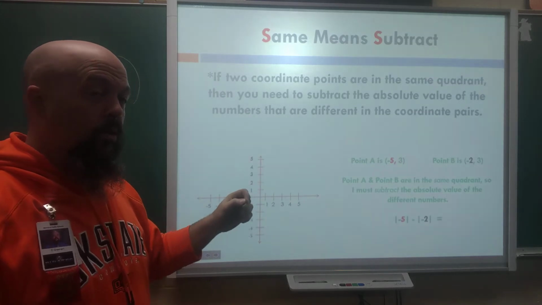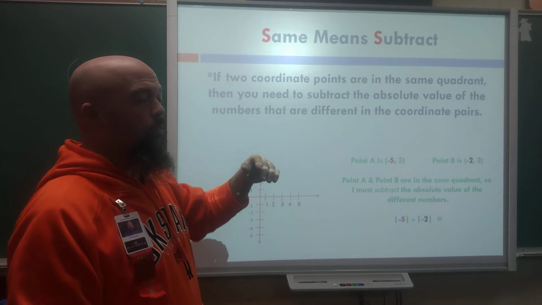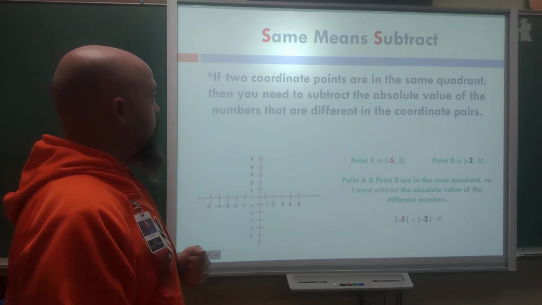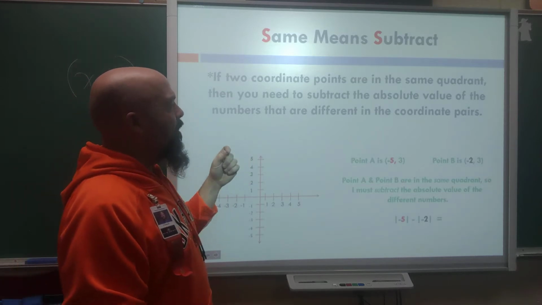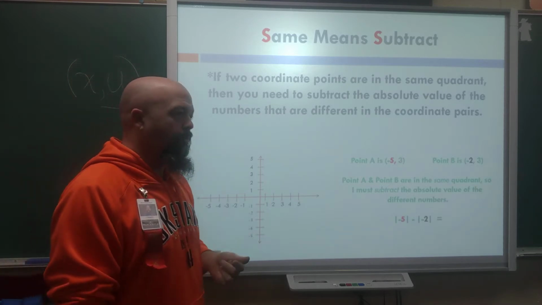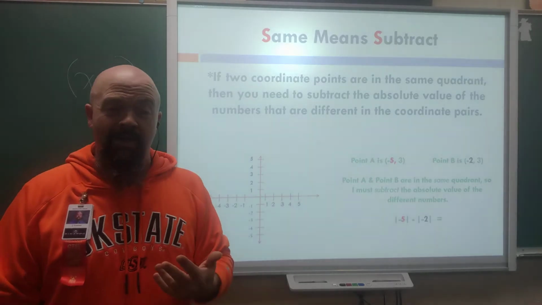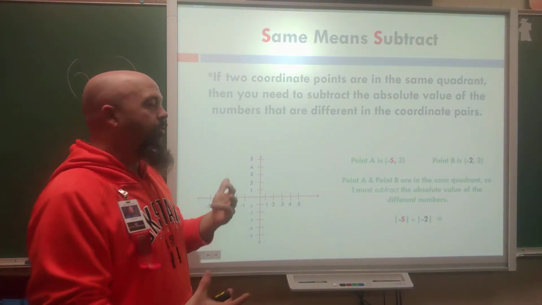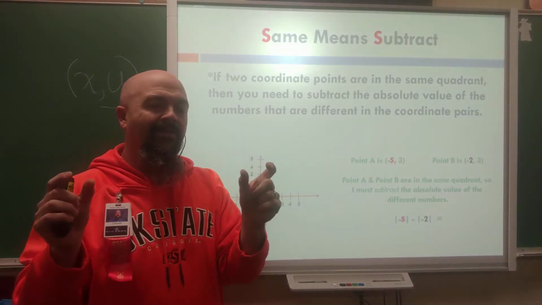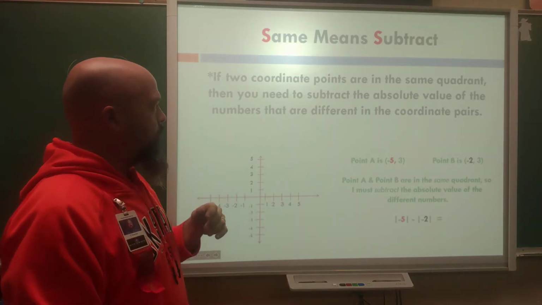We have to do some work. We have to do some investigation. Let's read what it says. Same means substitute or subtract. What does that mean? If 2 coordinate points are in the same quadrant, then you need to subtract the absolute value of the numbers that are different in the coordinate pairs. Why do we have to do absolute value? Well, if they are in the negative world and you do a subtraction with negatives, that messes with the number, right? Instead, we want the absolute value, since that way you're just looking at their distance from 0.